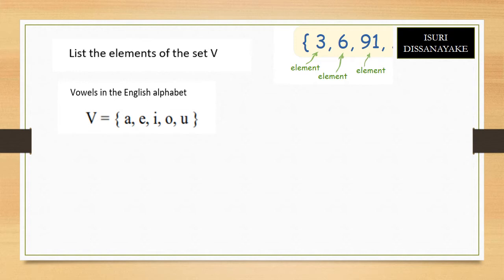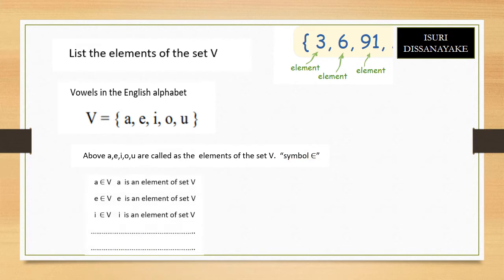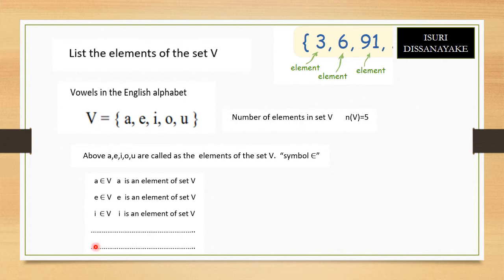We separate each element using a comma, and the word element can be symbolized as below. So we can say A is an element of set V. This is how you symbolize it in terms of sets. So it says E is an element of set V. I is an element of set V. Also we can say O is an element of set V and U is an element of set V.